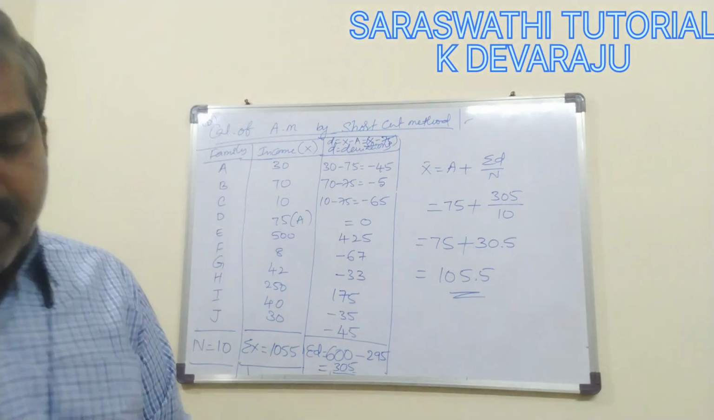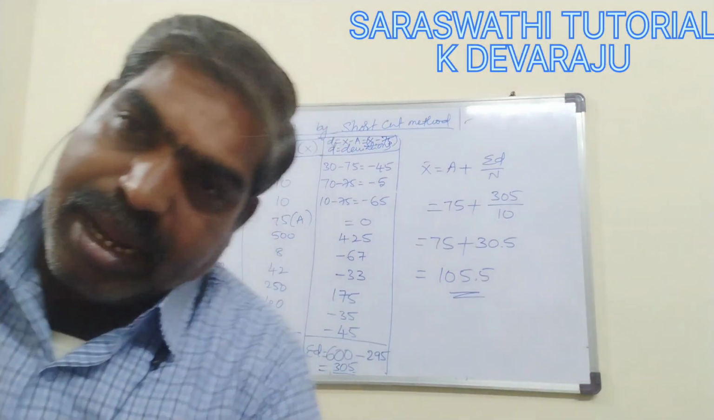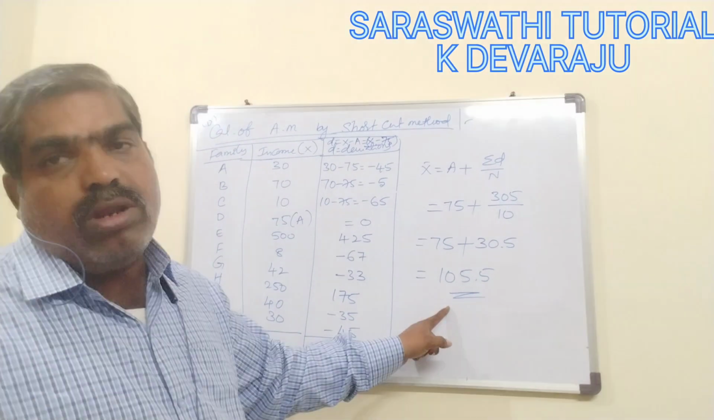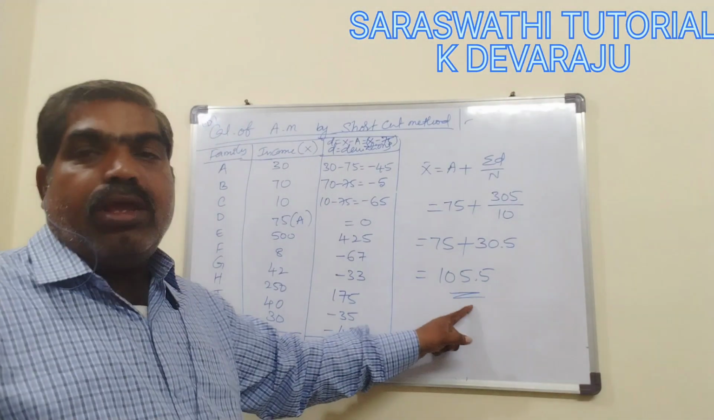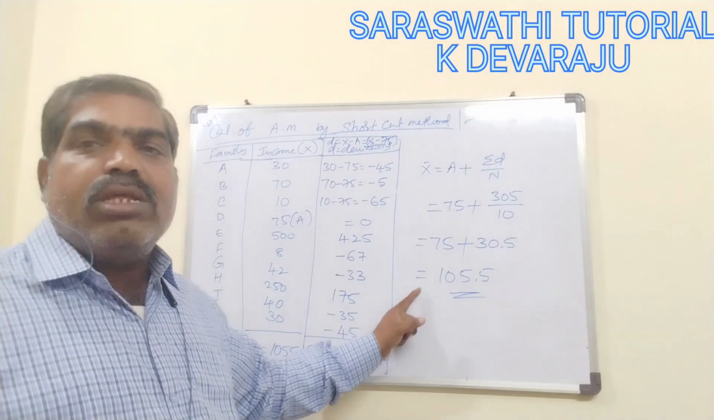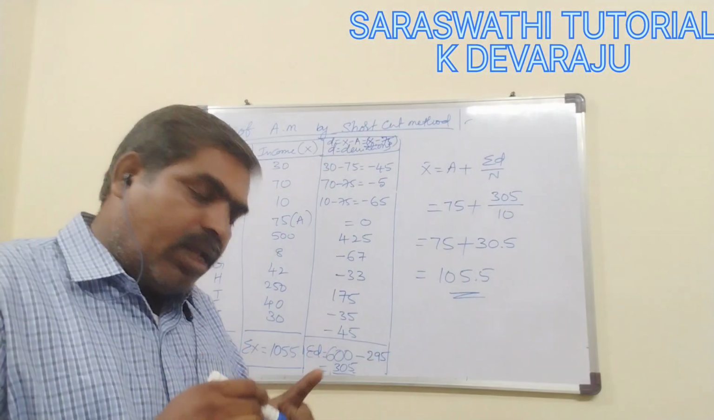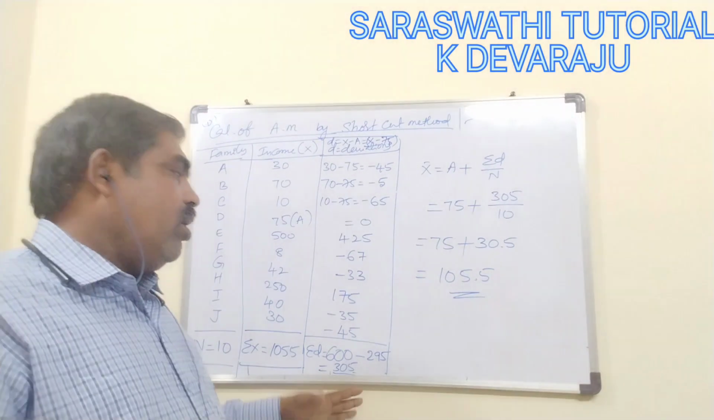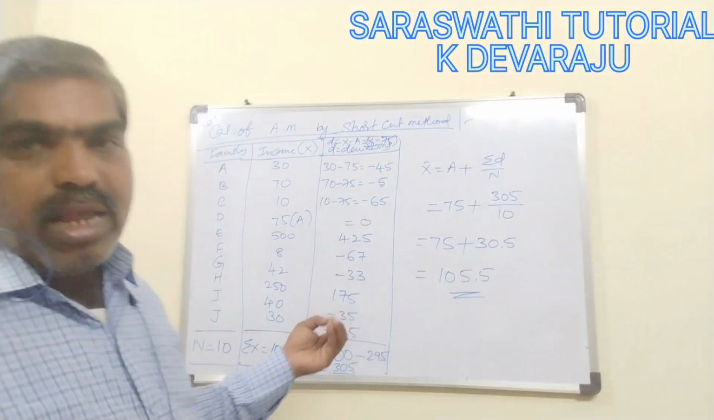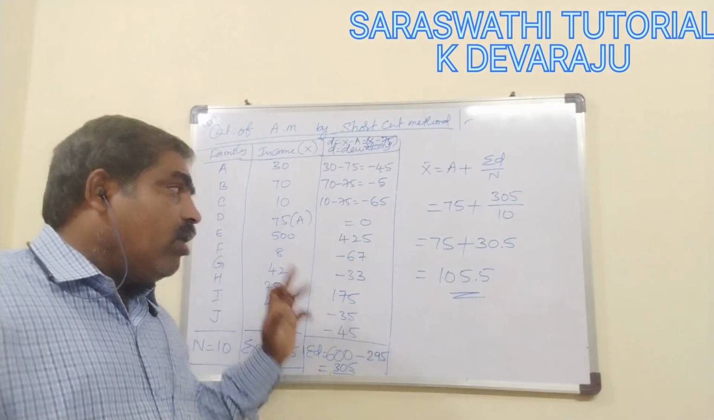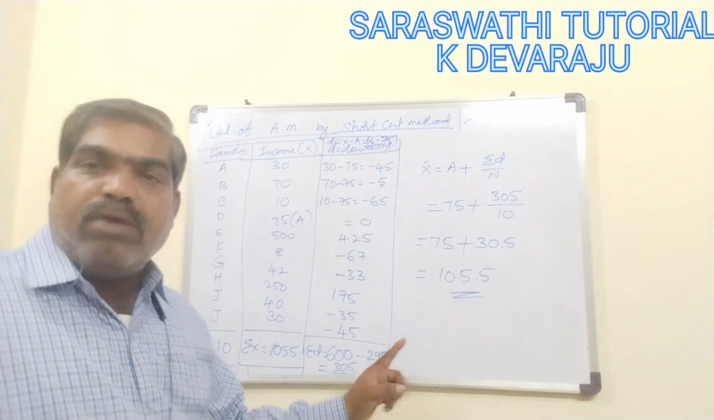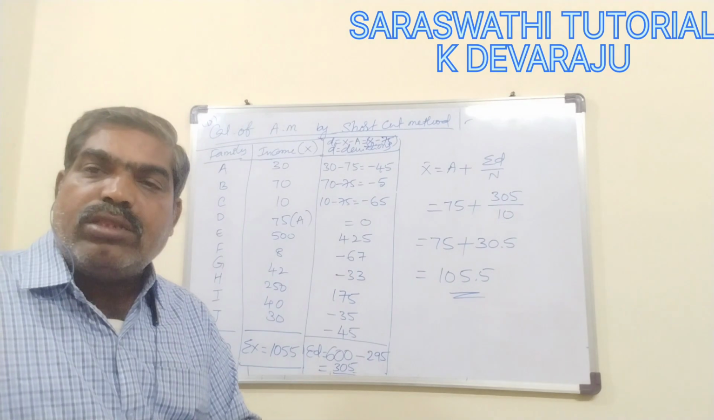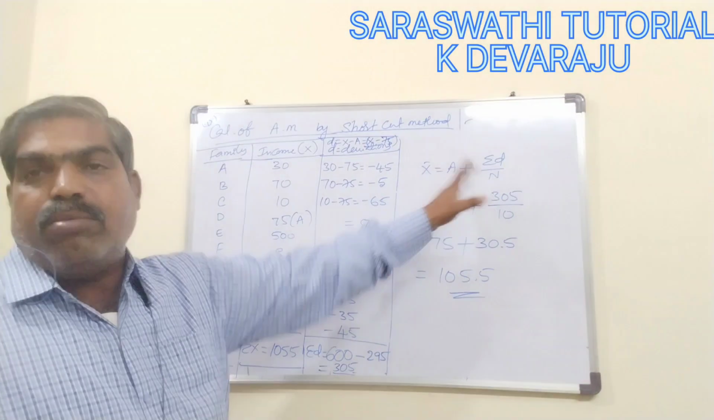If you observe, in the individual direct method also we got 105.5. In the shortcut method also we should get 105.5. Both give the same answer, and only then it will be correct, right? So there are two methods for calculation of arithmetic mean for an individual series: the direct method, whose formula is summation x by n, and the shortcut method, whose formula is A plus summation D by n.